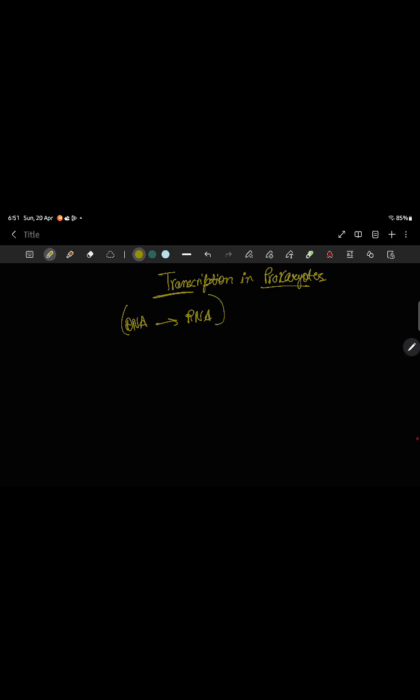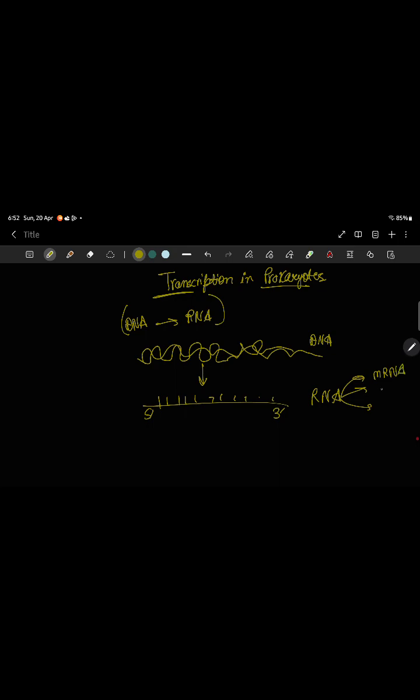So if you want, I can draw this. Suppose this is your DNA. This is double stranded, but after transcription it changes into RNA. Suppose this is 5 prime, and all the bases are here, and this is your DNA and it changes into RNA. Alright, and it can be of 3 different types. It can be mRNA, it can be rRNA, which is your ribosomal RNA, or it can be tRNA. So it can be messenger RNA, ribosomal RNA, or transfer RNA.